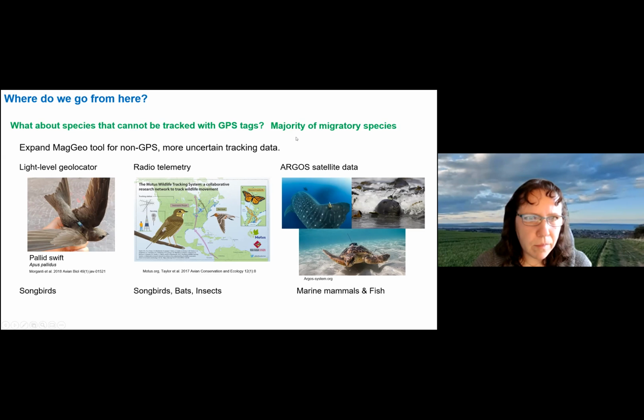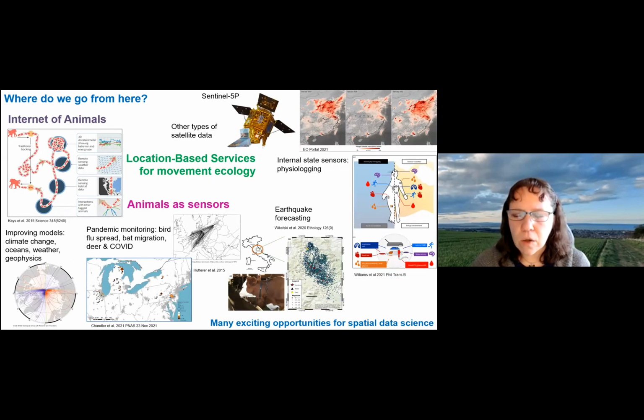So one of the options that we're looking at is how to expand our annotation tool to deal with this kind of uncertain data. And then if we go beyond just looking at geomagnetic navigation and beyond this particular topic that I was showing you, I think there are so many potentials in trying to cross-link between disciplines and move, as a spatial data scientist, towards movement ecology problems.